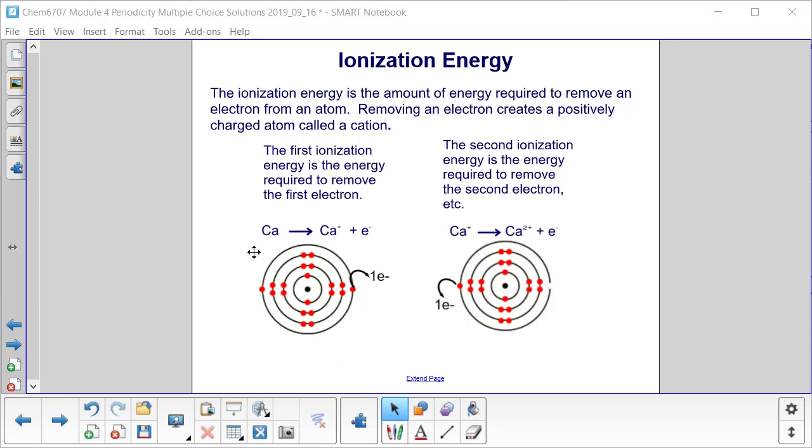So I have a calcium atom shown here with 2 valence electrons. If I remove the first electron, I have a calcium +1 charge plus this free electron. Now the second ionization energy is the energy required to remove the second electron. So if I take that positive ion and remove a second electron, I get calcium 2+ and that second electron. This continues for third ionization, fourth ionization, and so on.